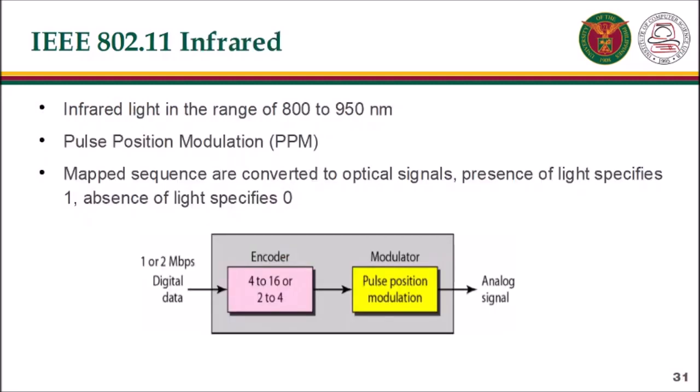IEEE 802.11 infrared uses infrared light in the range of 800 to 950 nanometers. The modulation technique is called pulse position modulation. The bit sequences are converted to optical signals. The presence of light specifies 1, the absence of light specifies 0.